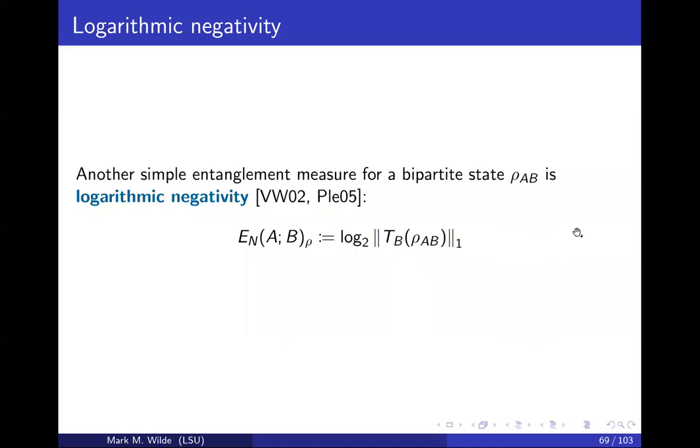Welcome to the next lecture on entanglement theory. I've lost track of which lecture this is. I guess we've been through a lot now, but I think there's only a few left.